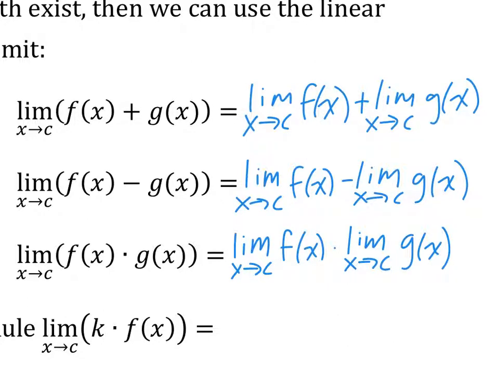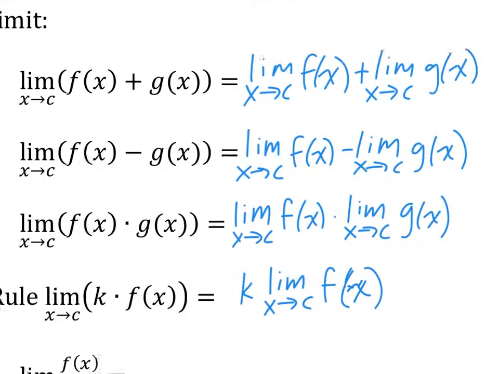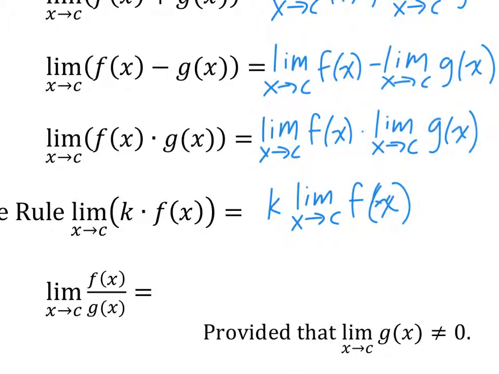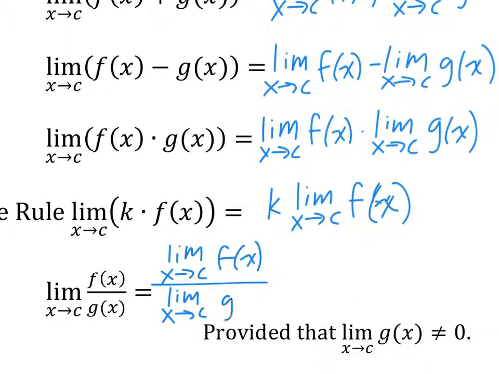Next, constant multiple. So if you have a constant k multiplied by a function, you can take that k out so you don't evaluate it with the limit. And then that would still be the same answer. If you have a limit of a quotient, same thing. So limit as x goes to c of f of x divided by limit as x goes to c of g of x. Obviously, that's if the bottom limit doesn't go to 0. If it goes to 0, it is undefined.